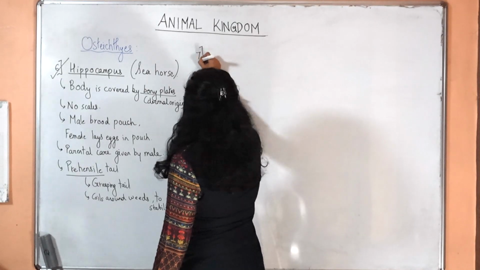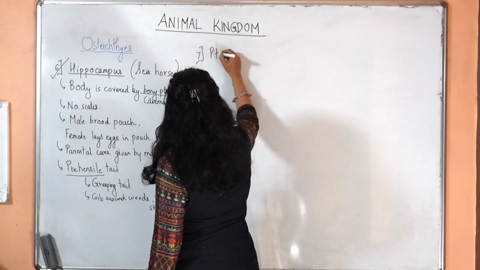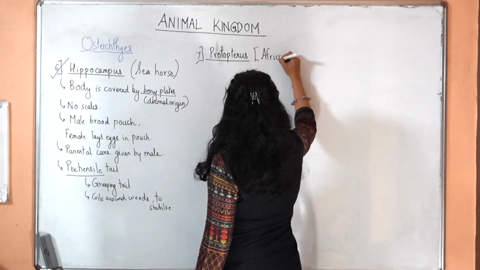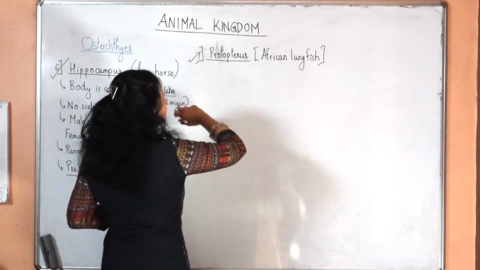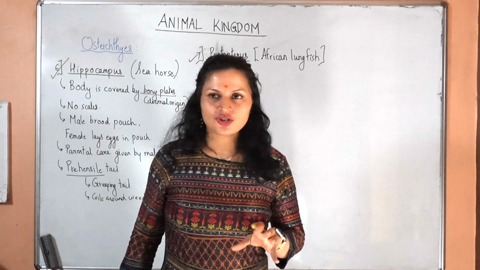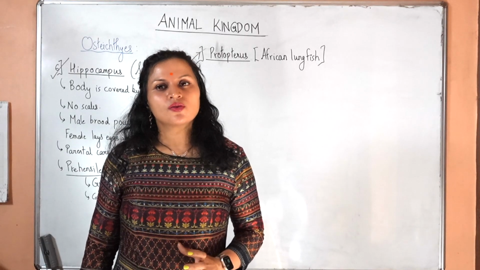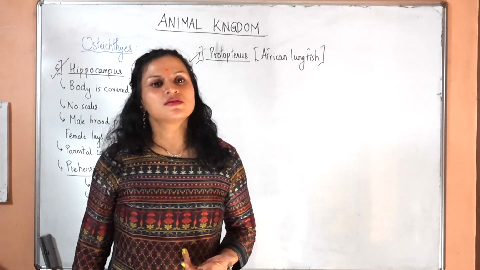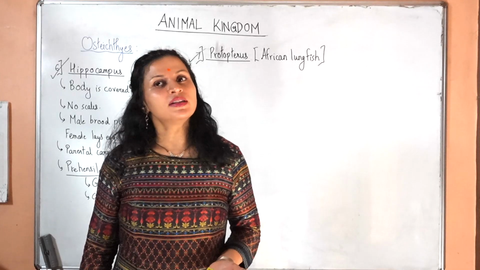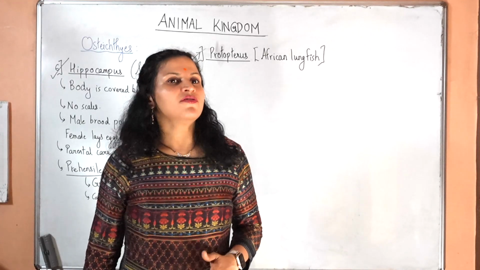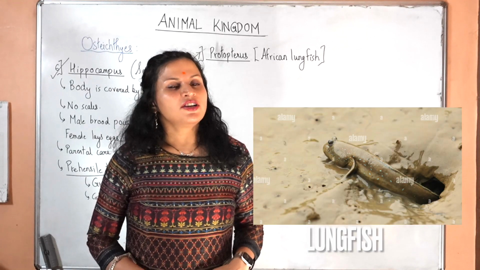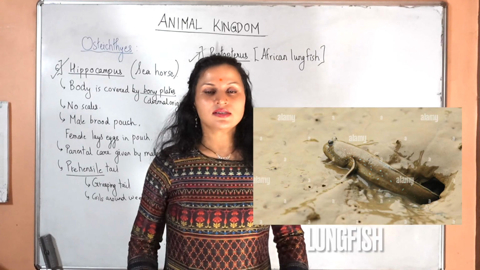Next example that we are looking at is Protopterus, African lungfish, an important example. What is meant by a lungfish? Gills are present in the young stages, but later when the fish becomes older, it will develop lungs, and it will be able to breathe outside water for long periods of time. In fact, its habitat is very muddy. Since it has the lungs, it is able to breathe.